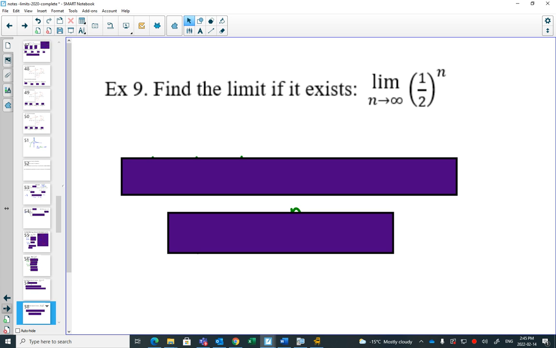Okay, do some mental math thinking on this one. Does this go to a value or does it not exist?